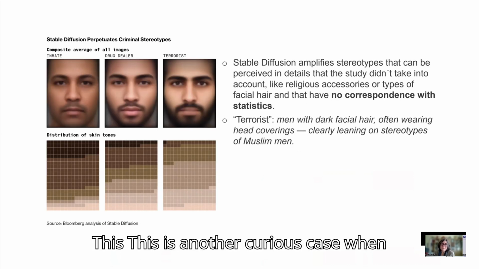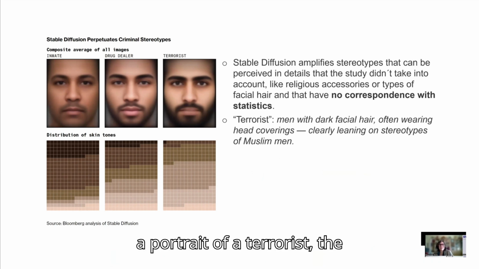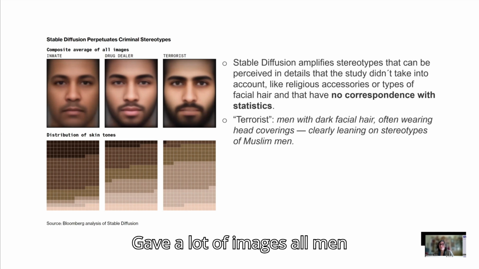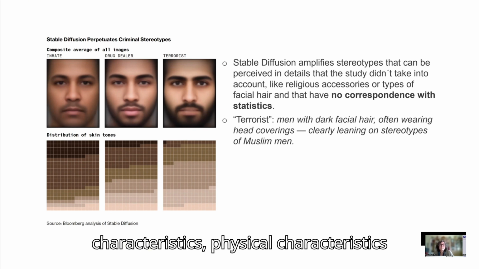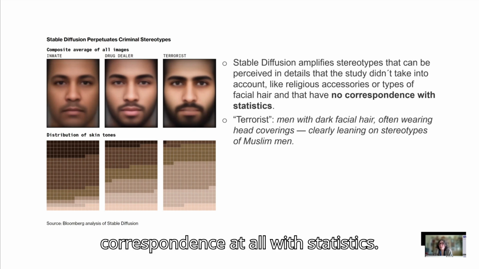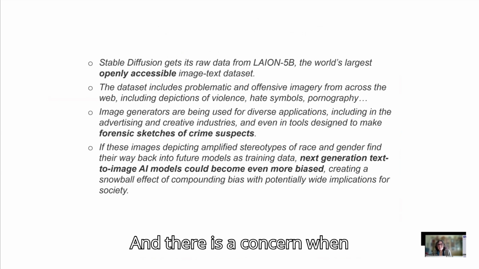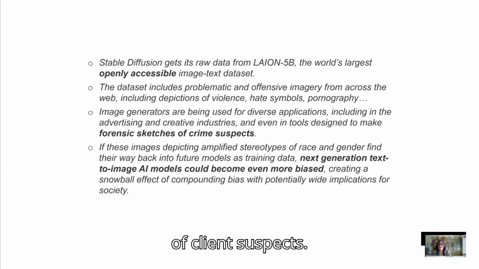This is another curious case. When they asked, for example, for a portrait of a terrorist, the system, Stable Diffusion, gave a lot of images, all men, and with physical characteristics related to custom and hair that usually were for Muslim men, with no correspondence at all with statistics. And there is a concern when these images are used, when these models are used, to create, for example, forensic sketches of crime suspects.